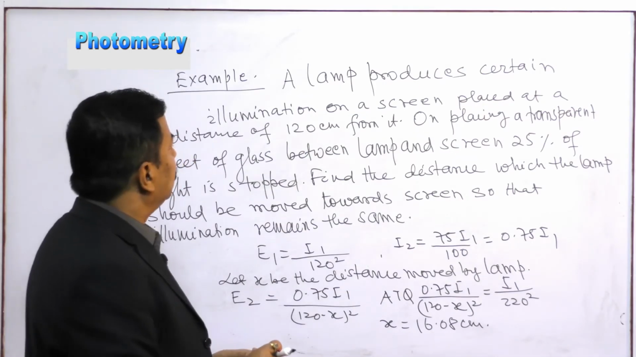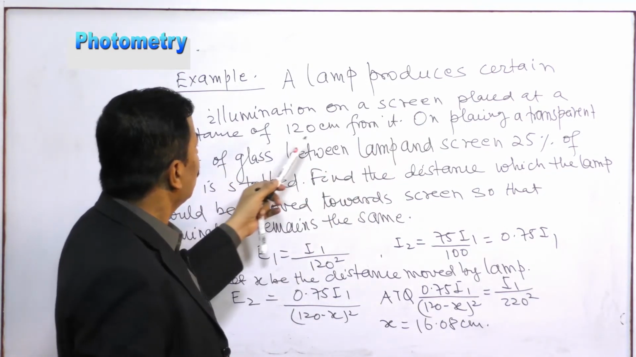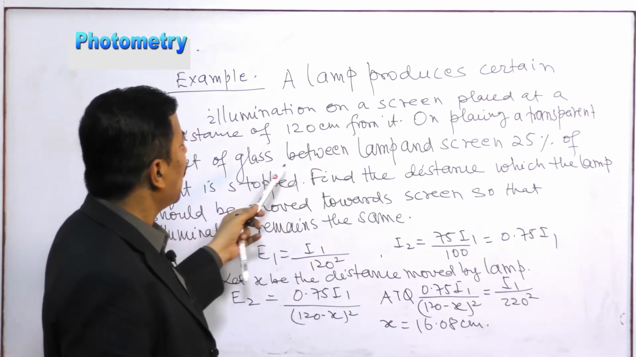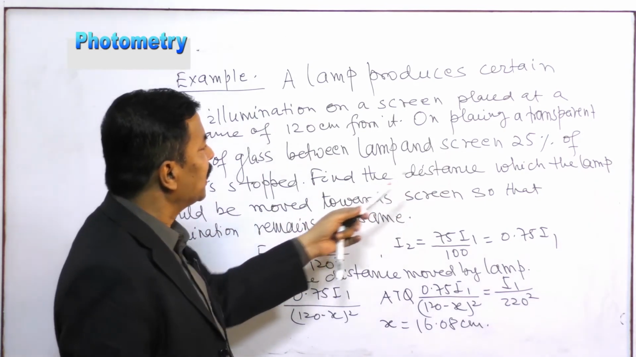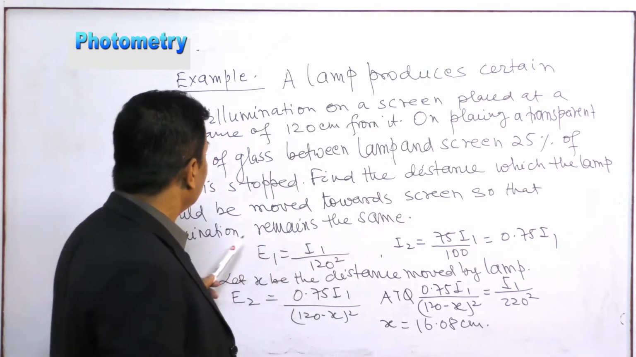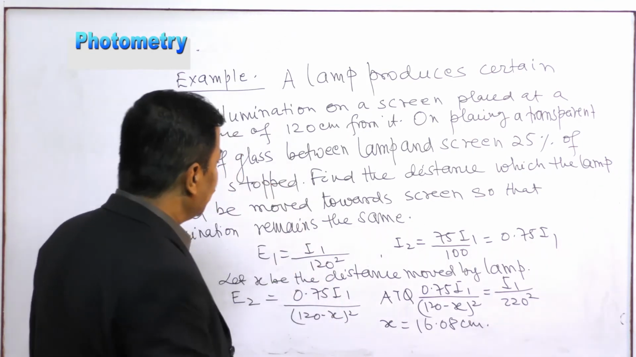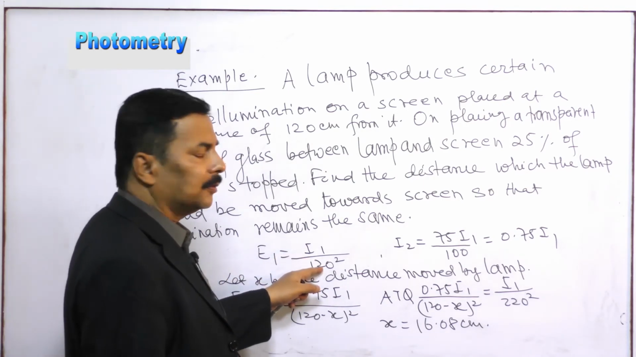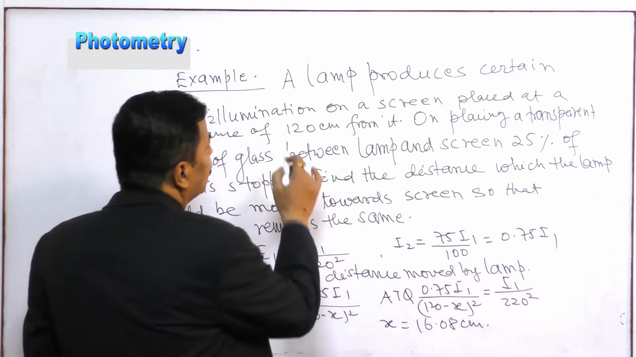Now see the example. A lamp produces certain illumination on a screen placed at a distance of 120 cm from it. On placing a transparent sheet of glass between lamp and screen, 25% of light is stopped. Find the distance which the lamp should be moved towards the screen so that the illumination remains the same. In the first case, E1 is equal to I1 by 120 squared. In the first situation, 120 centimeter is the distance from the lamp.